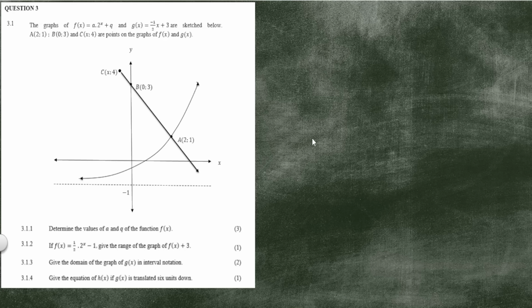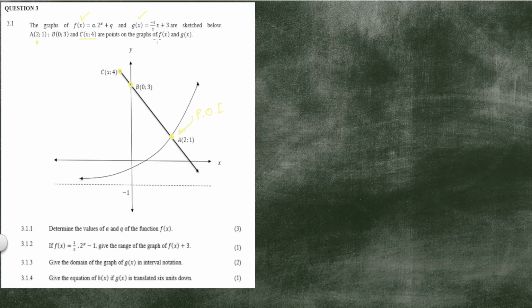What are we given for 3.1? So we have the graphs of f, which is the exponential, and the graph of g, which is the straight line, sketched below. This is point A, which is the point of intersection between the straight line and the exponential. Then we have B, which is the y-intercept for the straight line. And then we have point C, which is just a random point on the straight line. It might be a useful point, but it has no significance.